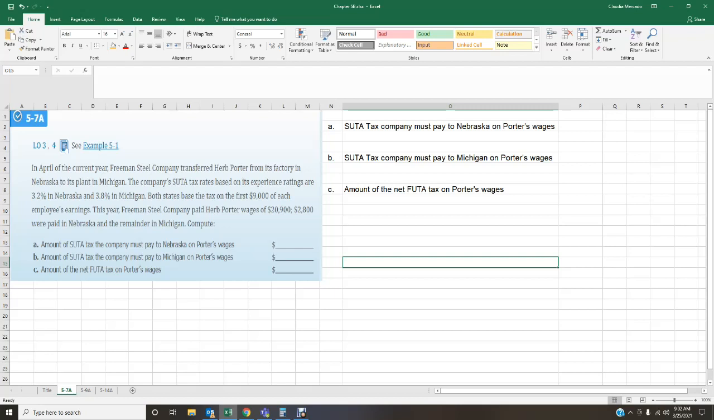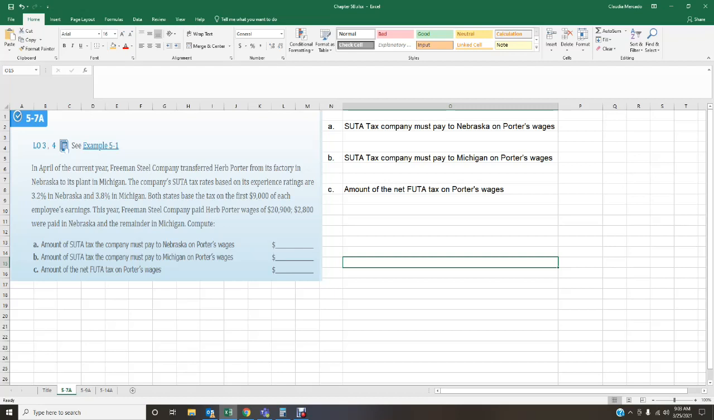So let's recap what is going on here. Herb is being transferred from the plant in Nebraska to the plant in Michigan. So still the same company, just a different location, a different plant. And of course it's two separate states based on the experience ratings for those states. Nebraska is 3.2% and Michigan is 3.8%. Based on the information provided, we have to calculate the SUTA and the FUTA tax.